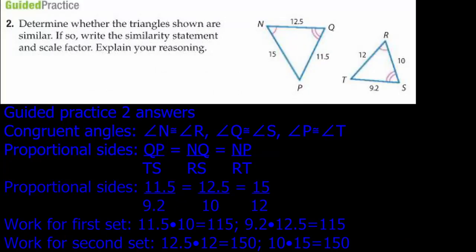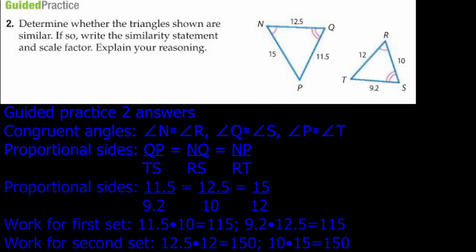All right, so on this one, this is kind of the longer problems, but again, it's not very hard. It says determine whether the triangles shown are similar. If so, write the similarity statement in scale factor. Explain your reason. So first you need to write down all of the congruent angles. I started in the top left corner here with N. N has 1 arc, so I went to the other triangle to find the other triangle's 1 arc angle, and that's R, so N is congruent to R.